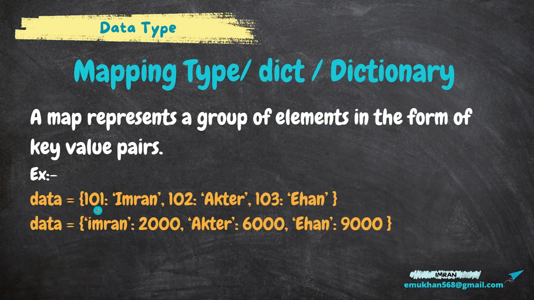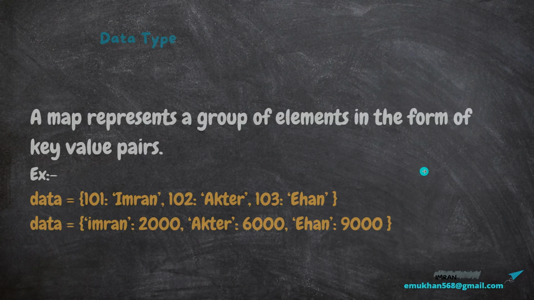Here 101 is the key and Imran is the value. Here Imran is the key now and 2000 is the value. In this way you can have 103 as key and Ihan as a value. We can have Akhtar as key, 6000 as value. So this is the example.